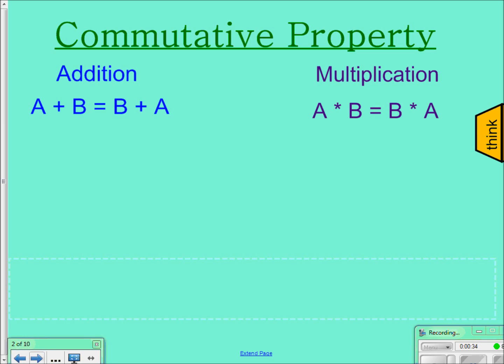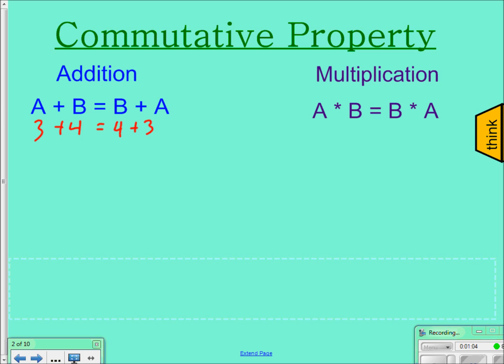Our first property is the commutative property. So on your paper, I want you to write commutative property. You don't have to copy this next part here, but this is the mathematical way that they write out the definition. For addition, it's A plus B equals B plus A. You're just using letters in place of any number. So for example, it could be 3 plus 4 equals 4 plus 3.